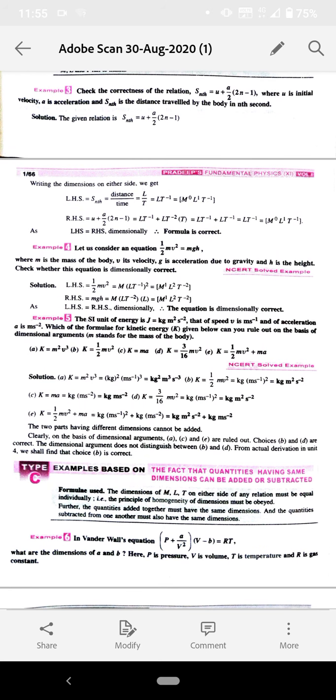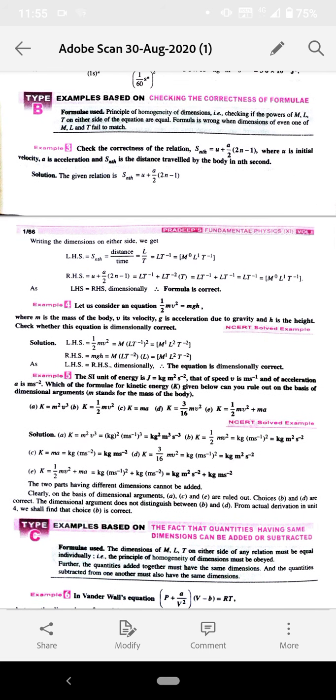Now let us consider another example. Suppose we have the equation (1/2)mv² = mgh, where m is the mass of the body, v is the velocity, g is acceleration due to gravity, and h is the height. Check whether this equation is dimensionally correct. So first we will find the dimensional formula of LHS, then we will find the dimensional formula of RHS, and then we will check.